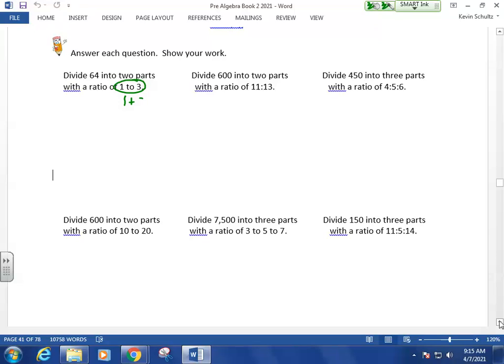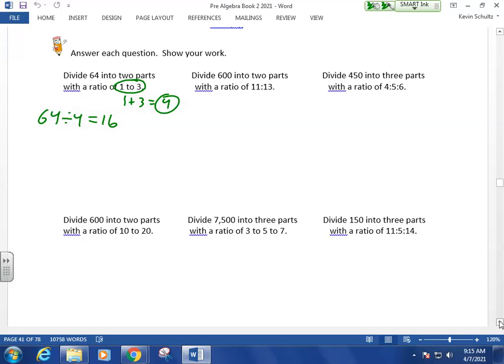And so what we want to do with that 4, the reason why that 4 matters, is we're going to take that 4 and divide our total by that number. Because what that's going to tell us is how many are essentially our unit rate here. 64 divided by 4 is 16.